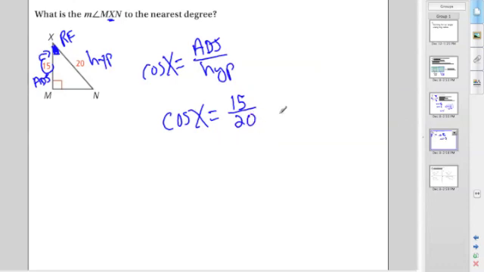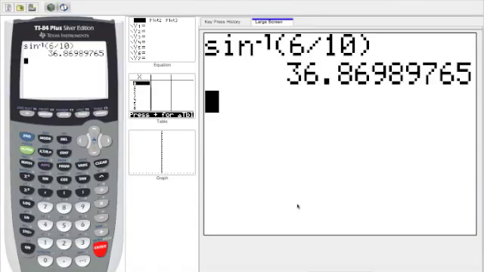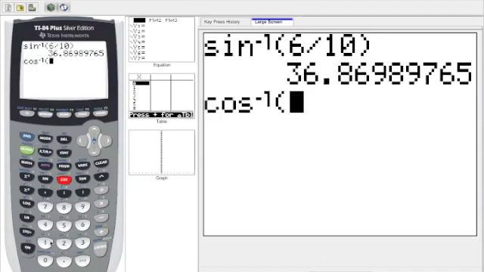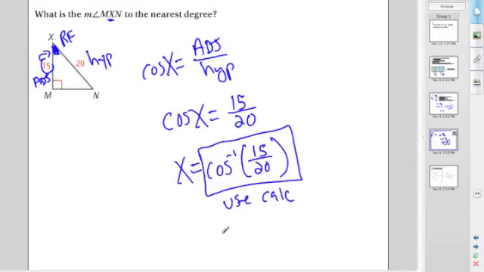Since we're finding an angle, we have to use the inverse. So x equals cos inverse of 15 divided by 20. Again, you have to use your calculator. Hit second, or you might have to do shift, then cos, 15 divided by 20. And we get 41. So x equals 41 degrees.